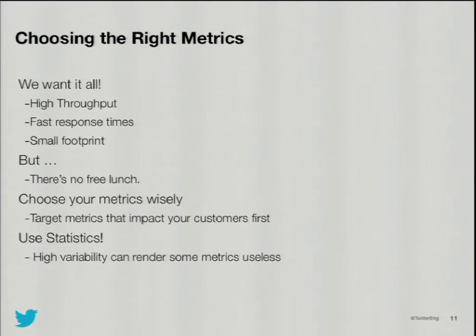Make sure that the metrics are targeting what your customers are looking for, and use statistical analysis when looking at those metrics, because metrics with high rates of variability can be useless in some situations. A good example is average response time, which I'm not really a big fan of, as you'll see. With average response time, you basically don't see the variability. You're just looking at what happened at the end. You can have very large outliers, and you don't know the shape of your data at all. So in that situation, you should use statistics.